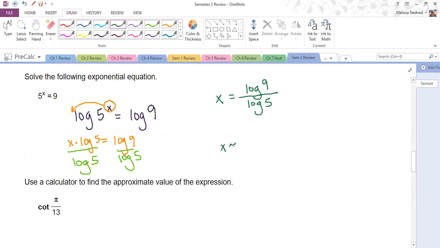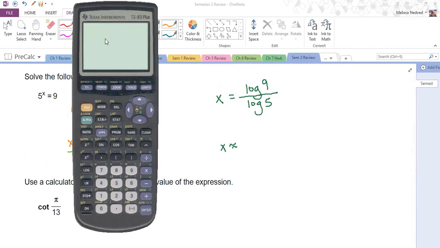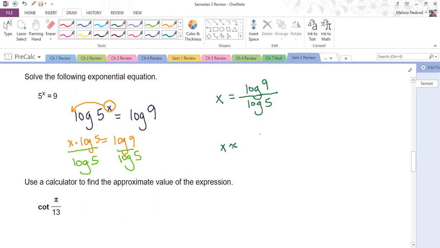It's also going to ask for an estimated answer. And for that, you'll need your calculator. The big thing here is when we take log of 9, just make sure you close that parenthesis before you do divided by log of 5. And we get about 1.37. So an exact answer is leaving it in terms of log. A rounded answer, just put it into your calculator.